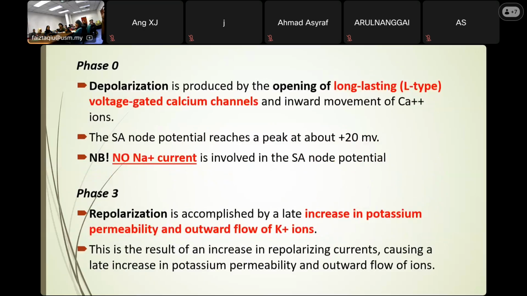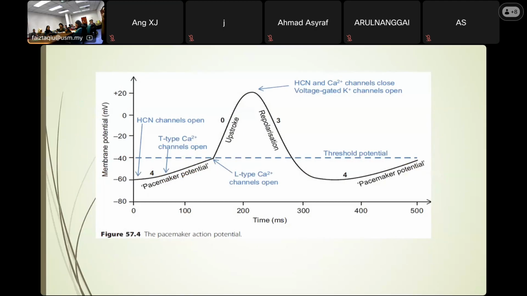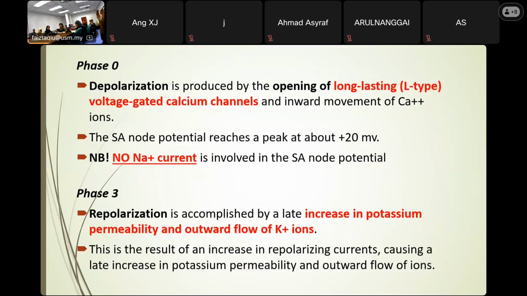So we go to phase 0. Remember, phase 0 is the upstroke. Phase 0 starts once the threshold potential has been reached, which is -40 again. It is characterized by the opening of L-type, or long-type, voltage-gated calcium channels. So there's an influx of calcium ions. The SA node potential reaches about +20 millivolts.